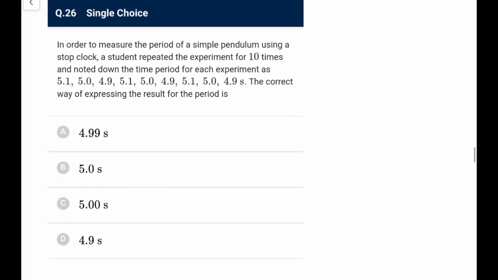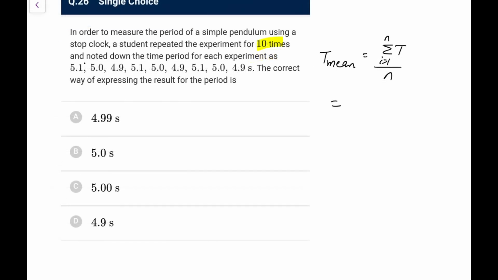Next one. In order to measure the period of a pendulum using a stopclock, a student repeated the experiment 10 times and noted the period. The correct way of expressing the result, that you remember, is what you learn in the error part in the chapter you have in class 11th. So first of all, the mean time period that I will report would be the summation of all the time periods from 1 to n, whatever be the observations, divided by n. So here 10 observations are given. This is 3, 4, 5. I think this is 9 only. Some data is missing here. And if I see, the one data that is missing is 4.9.